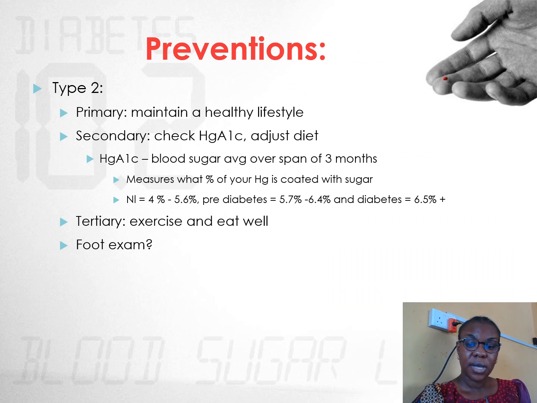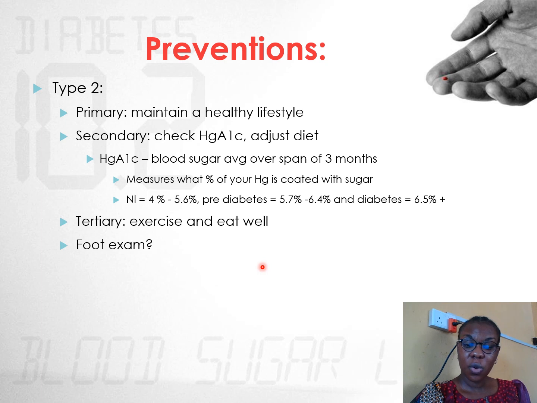So how do you prevent? Type 1, we already said type 1 is not preventable because it's an autoimmune disorder that could be induced by viruses, could be induced by genetics, and a host of other complex things. So there's no definitive preventive measure for type 1 diabetes mellitus. However, for type 2, the primary prevention is to maintain a healthy lifestyle, increased activity, exercise, moderate weight, healthy meals, high fiber diets, reduce consumption of refined sugars and the likes. So the secondary prevention is to check the HbA1c and adjust.